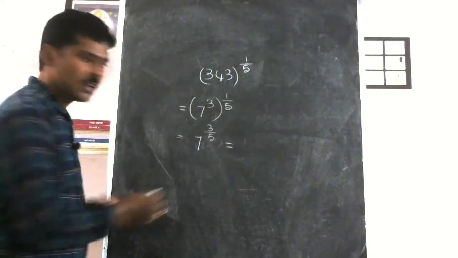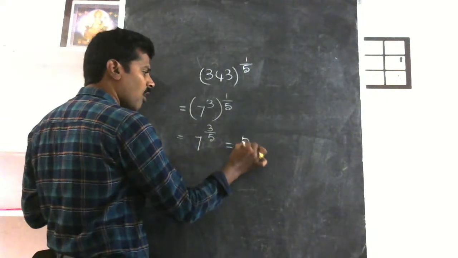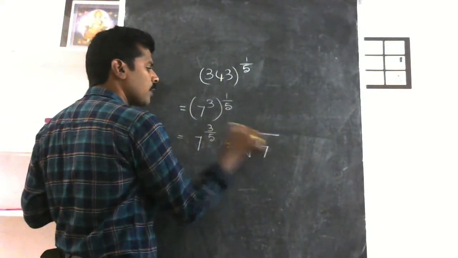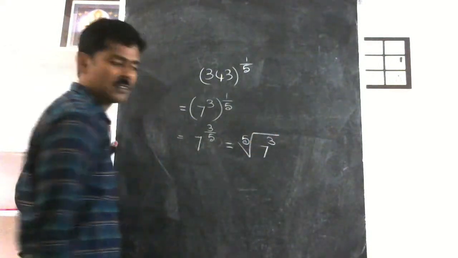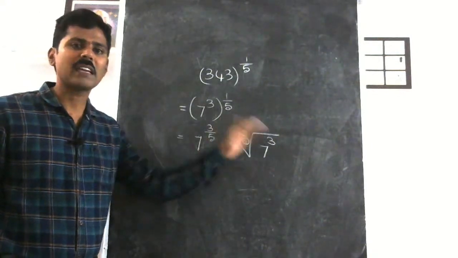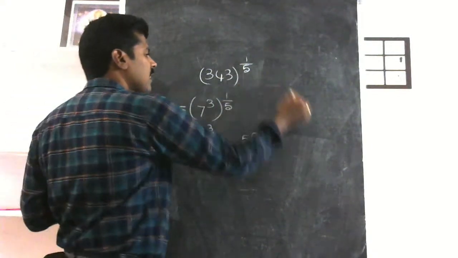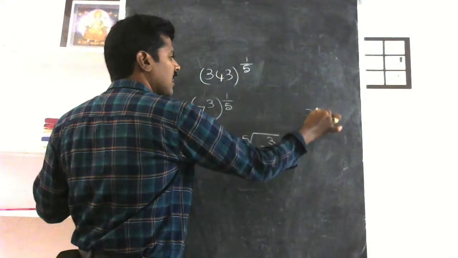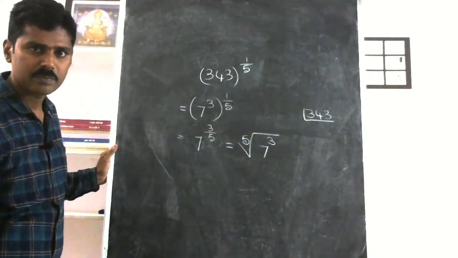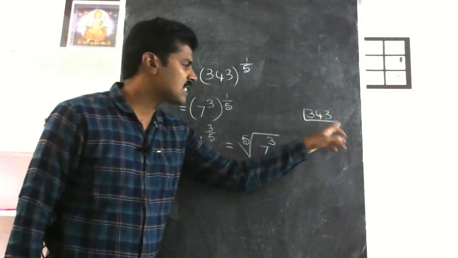I need that. So this denominator should be the order of the surd, and 7 should be the base, and numerator will be the exponent. But still it remains as an irrational number. If I want to make it rational, I can write 343 as, how can I write? In 343, can we cancel any number over there?